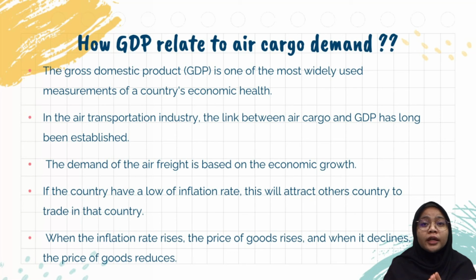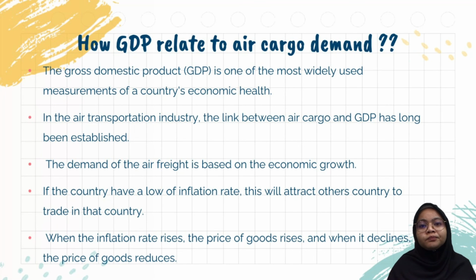Indirectly, it is also related to air cargo demand. Gross domestic product plays an important role in air cargo demand. GDP data, which is widely accepted as a measure of a country's economic development, is one of the most major factors determining air cargo demand. In the air transportation industry, the link between air cargo and GDP has long been established. The growth of global air cargo transportation and the expansion of the economy are proceeding in perfect agreement. As we can see, the demand for air freight is based on economic growth.